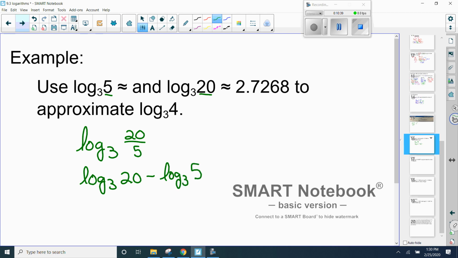What is log base 3 of 20? Minus, what's log base 3 of 5? Uh-oh. Oh my goodness gracious. I'll tell you what that approximation value is. I think. Maybe. Log base 3 of 5 is 1.4650. So what's your overall answer?